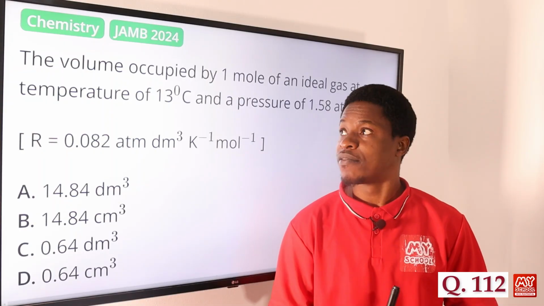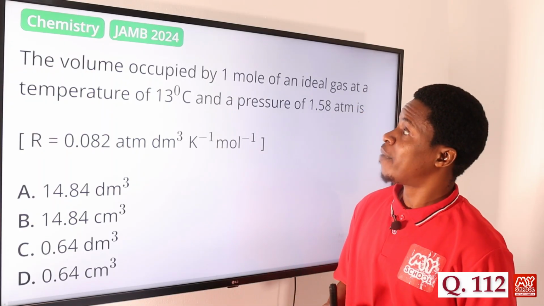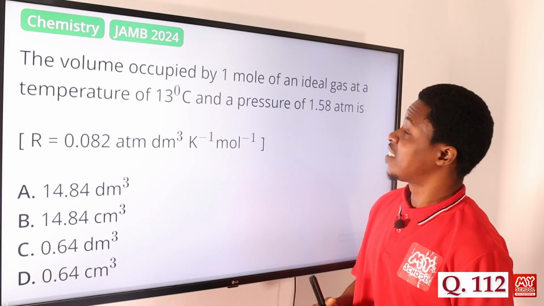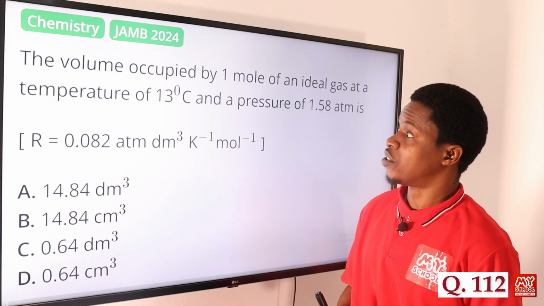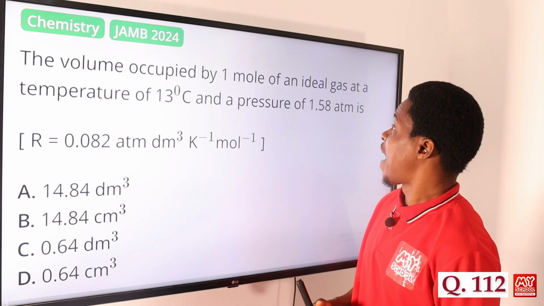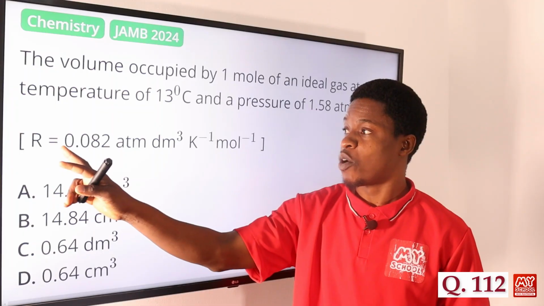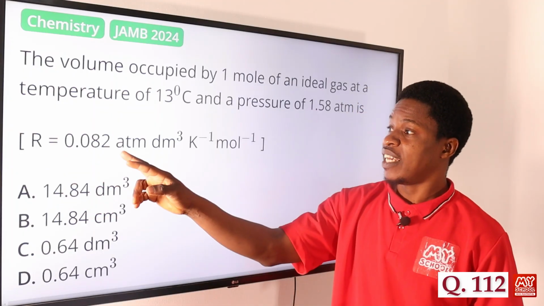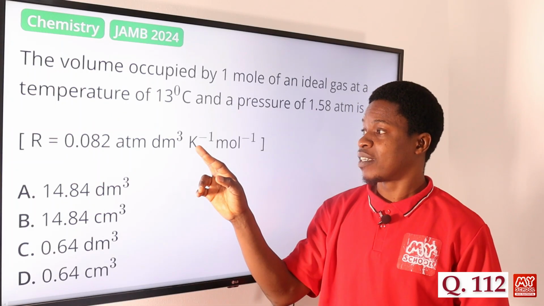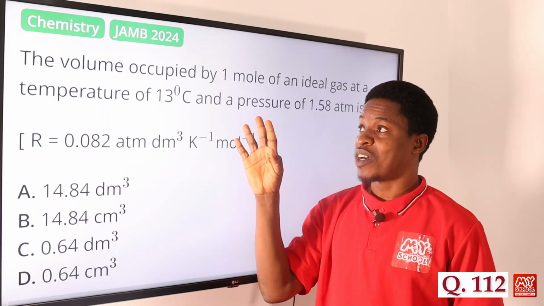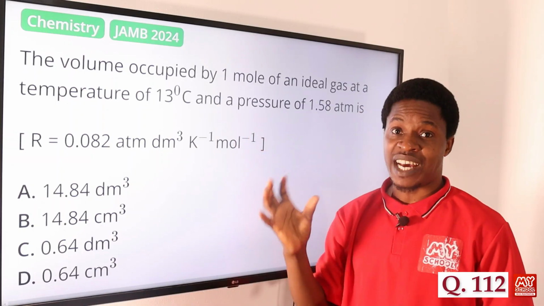Question 112. The volume occupied by 1 mole of an ideal gas at a temperature of 13 degrees Celsius and a pressure of 1.58 atm is what? We're given the constant, which is 0.082 atm dm cube per Kelvin per mole. This question is what we call the ideal gas equation.